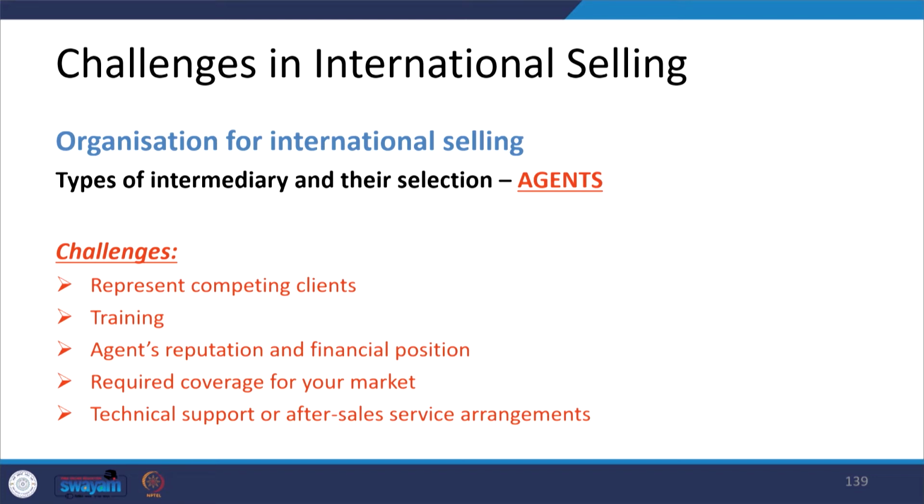So agents' reputation and financial position is also another challenge. The required coverage of your market is again a challenge, because you need to have a lot of agents if you want to cover more area. And in each area you will have agents having different demands as well. Technical support or after sales service arrangements are hard to provide to your customer when it comes through agents.